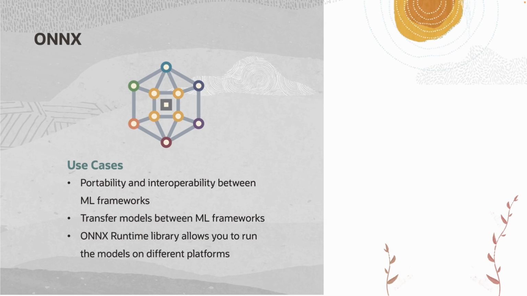ONNX models can be deployed using the data science model deployment service. So it includes portability and interoperability between different frameworks. So you can develop a model in scikit-learn, save it in ONNX, and then when the ONNX runtime runs, it's not concerned with having scikit-learn or TensorFlow, whatever it was built on, does not need to be there. It will just execute as an ONNX file, an ONNX model. The ONNX runtime library allows you to run models on different platforms.